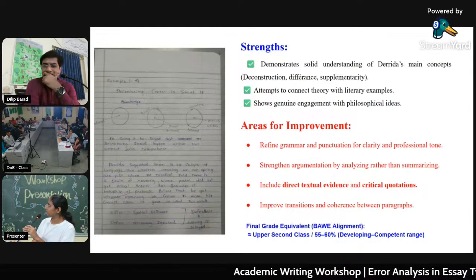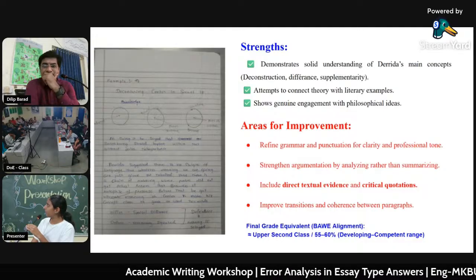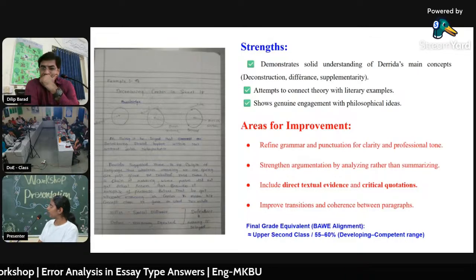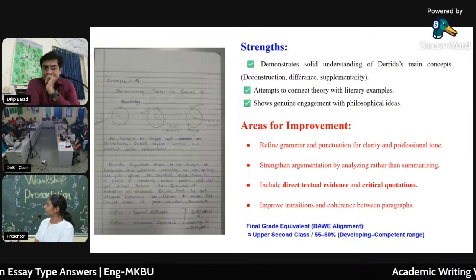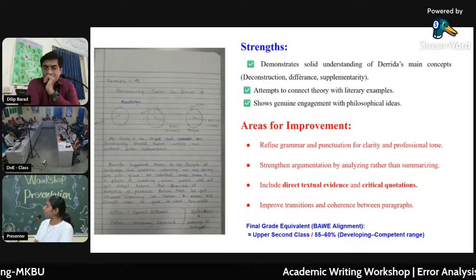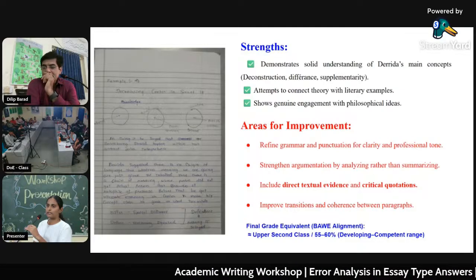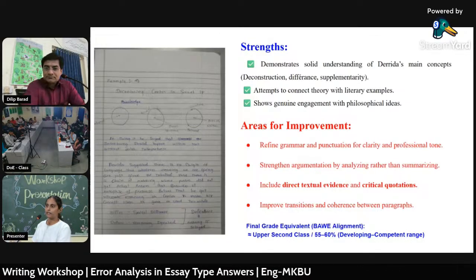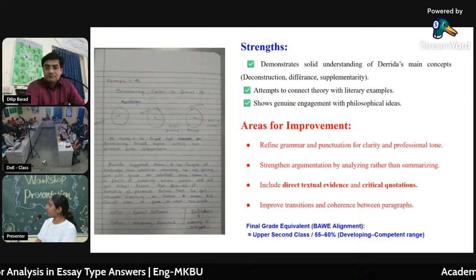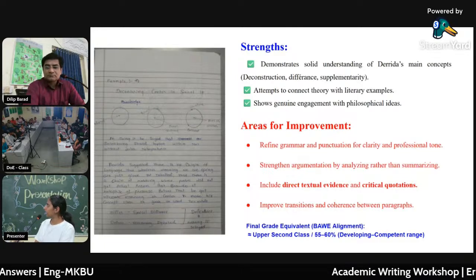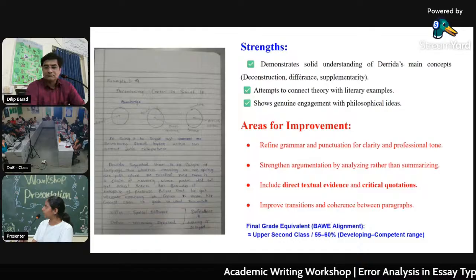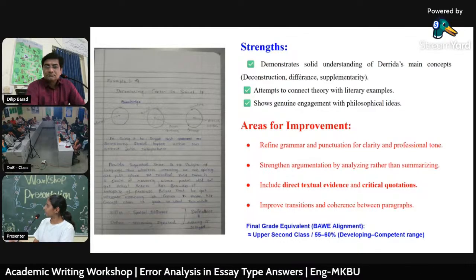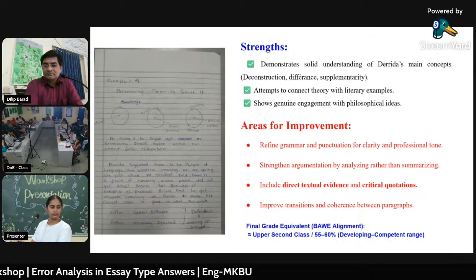So we find: refine grammar and punctuation for clarity. We find the lack of punctuation marks and some spelling errors. Then, strengthen argumentation by analyzing rather than summarizing. So it has a clear idea about the concept, but it lacked the analysis. Then include direct textual evidence and critical quotation, and improve transition and coherence between paragraphs. So it also shows the final grade. Next.